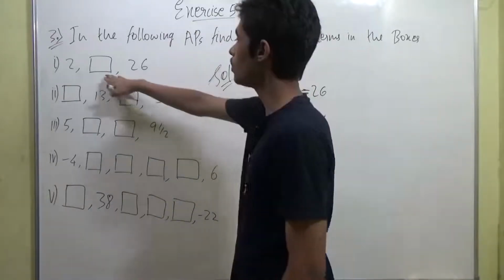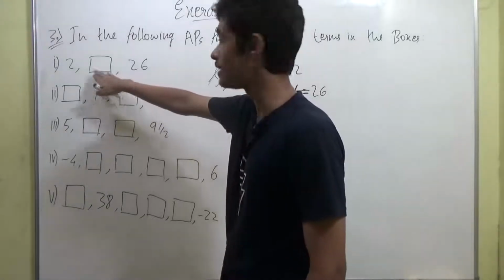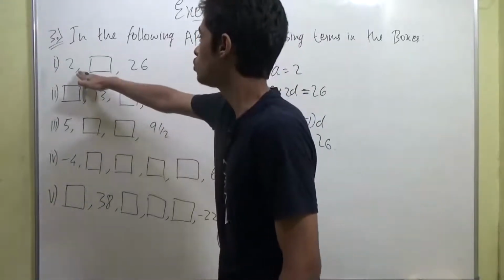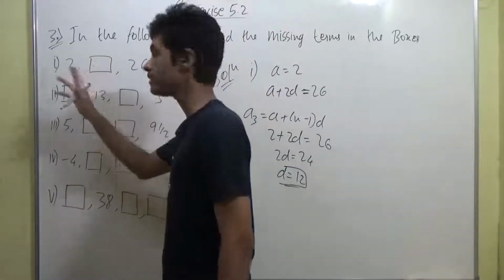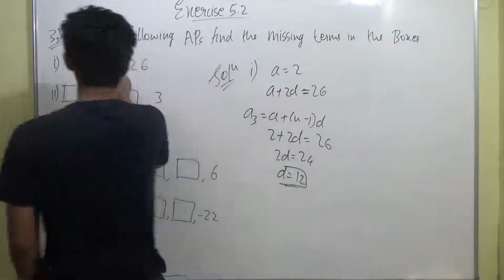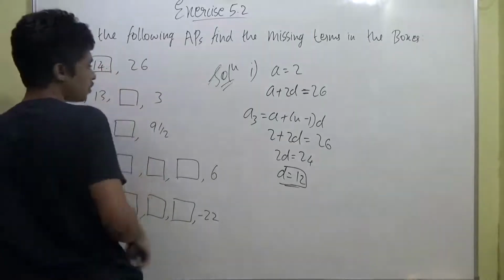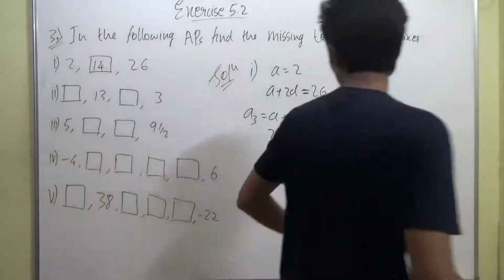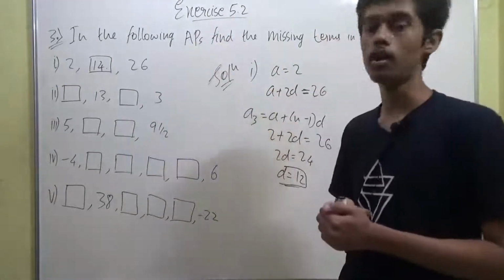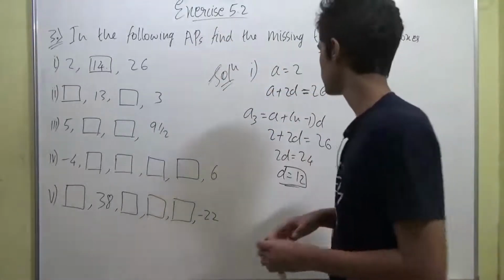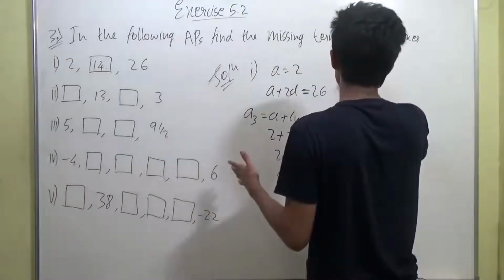To get the value of the second term, it is a plus d, right? So it is 2 plus d, and d is 12. So it is 2 plus 12, which is 14. Getting it, guys? That is how we got the value of that box. Similarly, we'll be doing it for all the other sub questions, guys. I'll do the second sub question here itself.